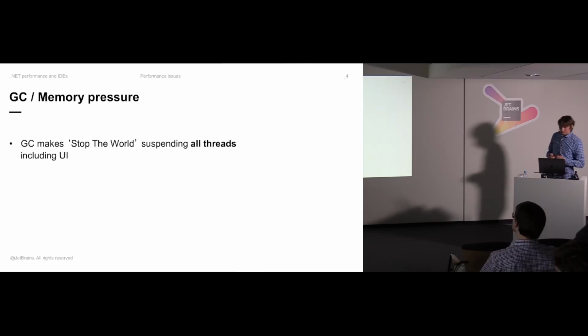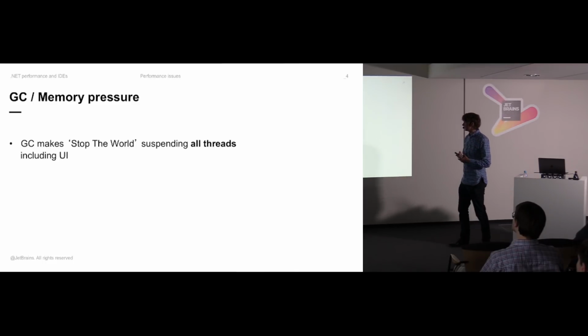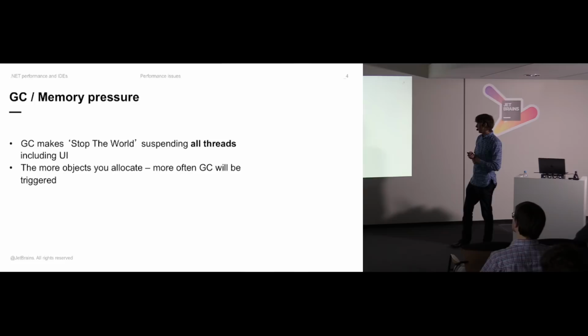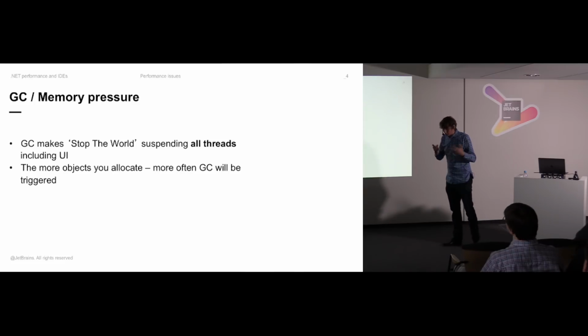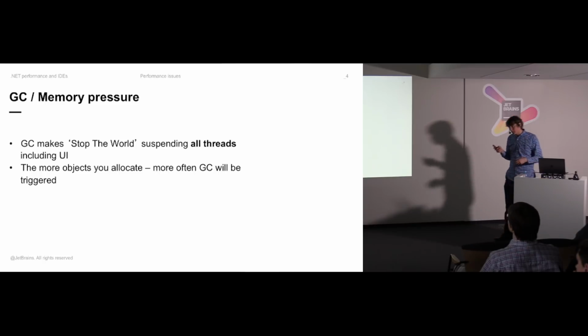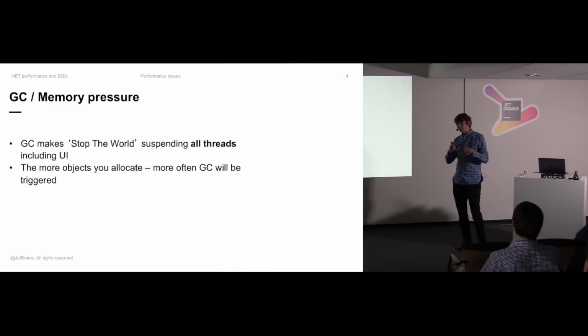So why should we care about garbage collection? Because, as I said, garbage collection does a stop the world anyway. It will stop all the threads, including the UI thread. Easy conclusion: the more objects you allocate in your application, the more often you will trigger garbage collection to stop the world and freeze your application for a while.